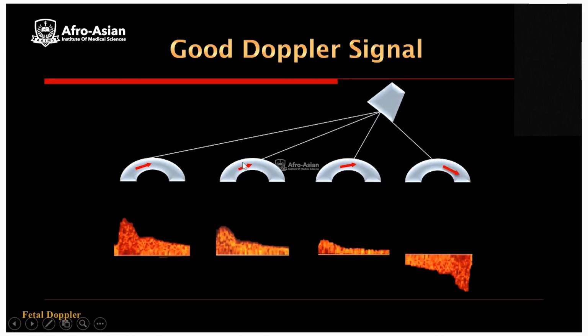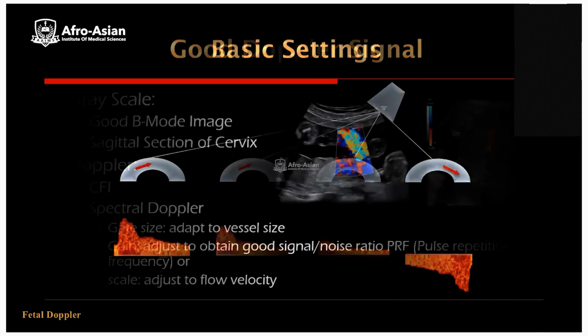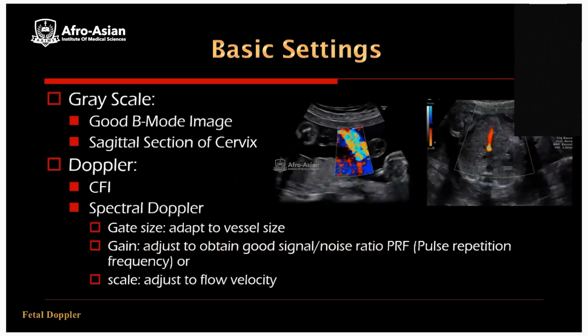If the angle is disturbed, if it is a little bit at an angulation, then this waveform will be disturbed. If it is more towards 90 degrees, then this will be a dampened waveform. And if it is away from the transducer, it will be below the baseline, as it will be moving away.